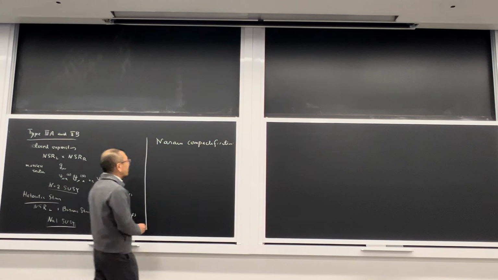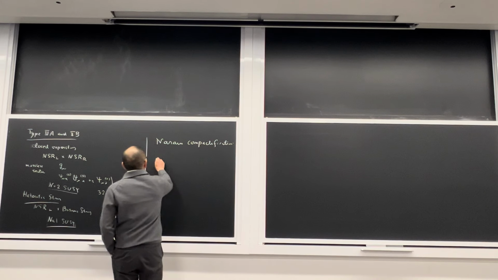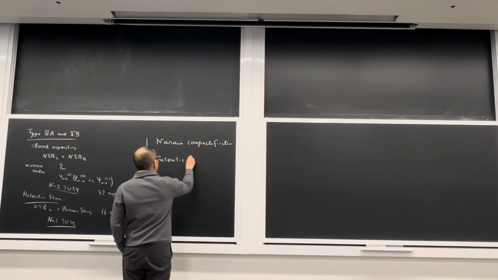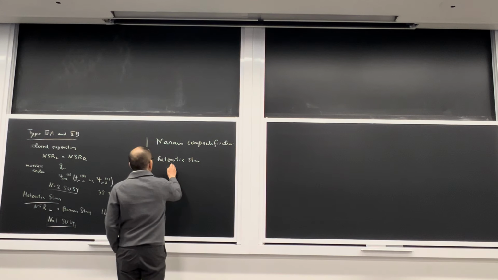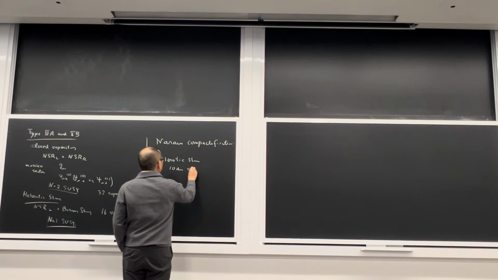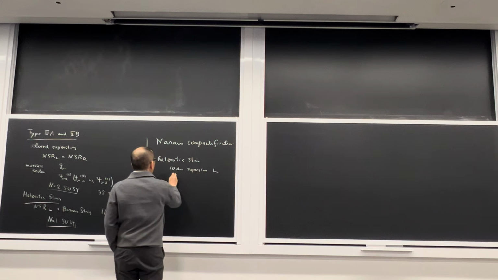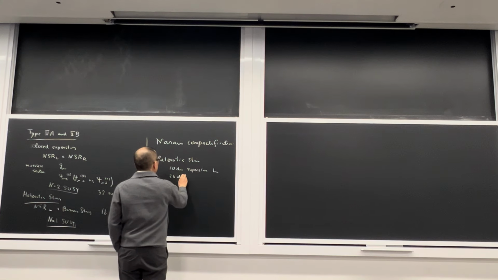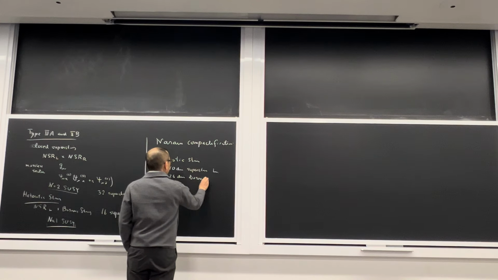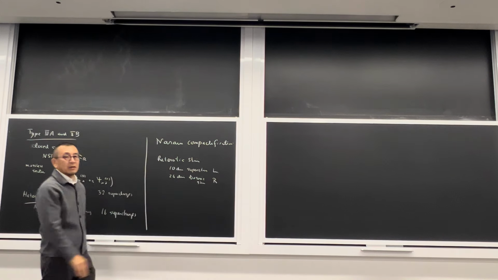So Narain compactification is a generalization of the heterotic string construction. In the heterotic string, we consider a 10-dimensional superstring for the right mover and a 26-dimensional bosonic string for the left mover. And these are flat spaces.